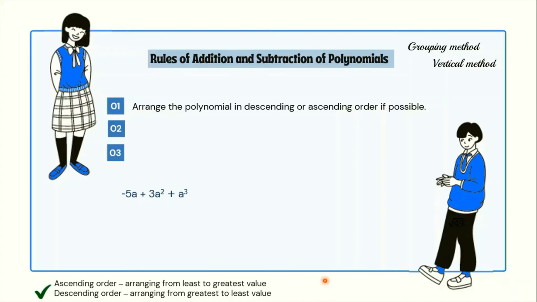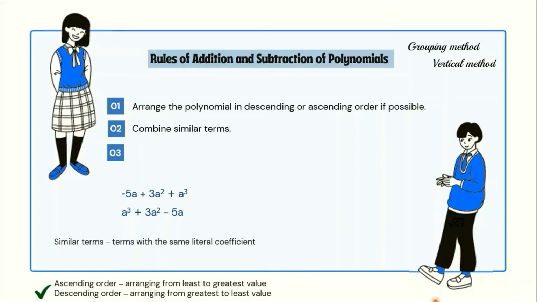Let's have an example, -5a plus 3a squared plus a cubed. Ang degree ng -5a ay invisible 1, 3a squared ang degree ay 2, at ang a cubed ang degree niya ay 3. Sa kanilang tatlo, ang may pinakamataas na degree ay a cubed. Mapapansin natin, ito ay arranged into ascending order. Ito naman yung kanyang arrangement kapag descending order. 3, 2, 1. Ito, 1, 2, 3.